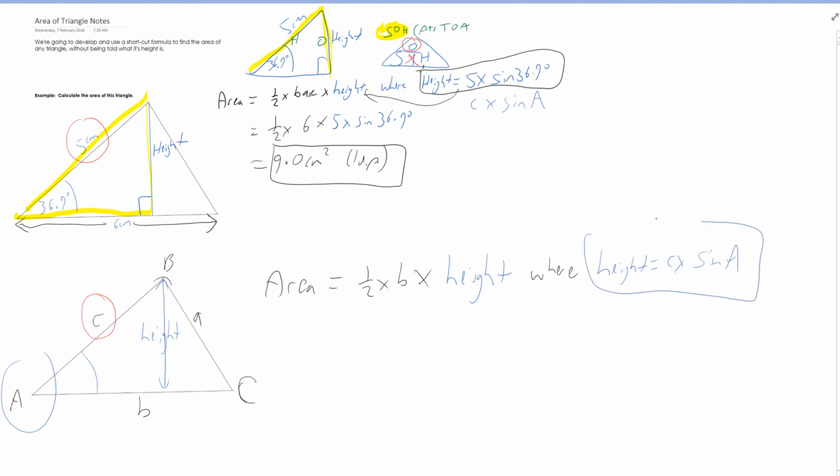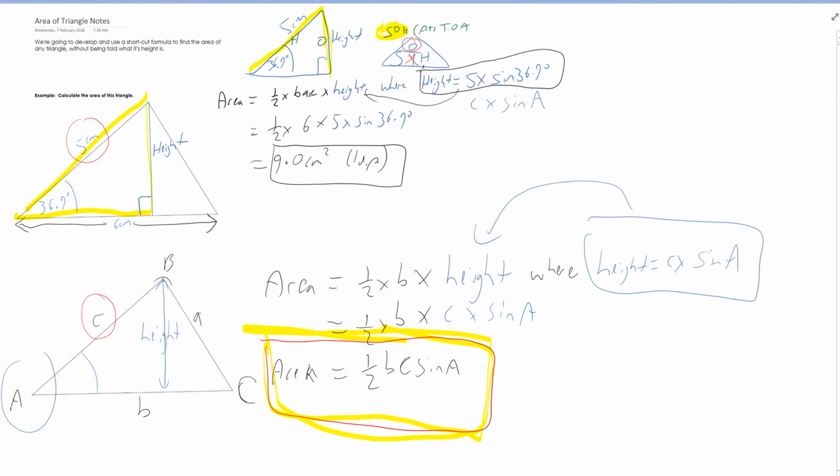So I'm going to substitute that in now for the height. So pause the video and have a go at writing the formula that you get by substituting in C times sine of A for the height. See what you get. So hopefully you got half times B times C times the sine of A. And if we put all that together, we get area equals half BC sine A. And that is the formula that we call the area rule for a triangle.